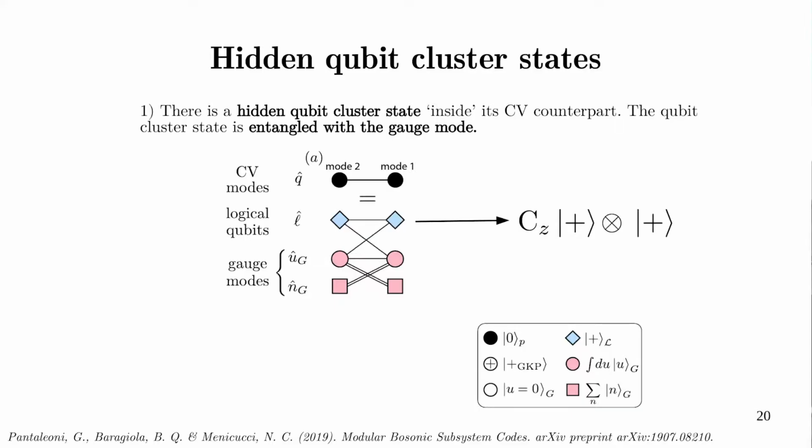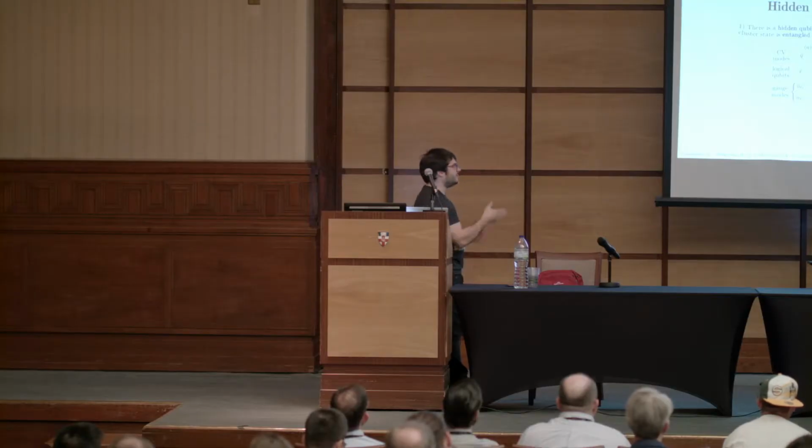So what happens here is that when we take an ideal continuous variable cluster state, we recover a discrete variable cluster state on the top, the two diamonds, but this is badly entangled with the rest of the system, which is bad in theory.